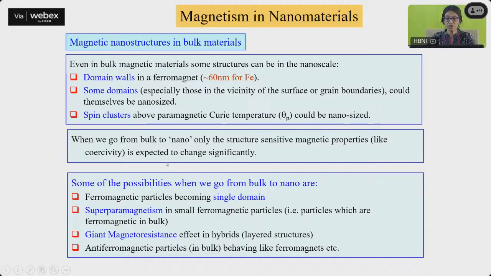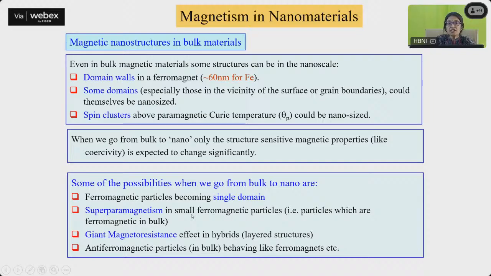This could be nano-sized. So when we are going from bulk to nano, only the structure sensitive magnetic properties like coercivity are expected to change significantly. The other properties are not going to change, but coercivity is a property which is structure sensitive, and this is going to change when you're moving from the bulk to the nano.